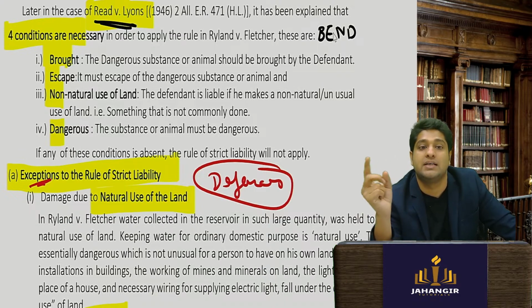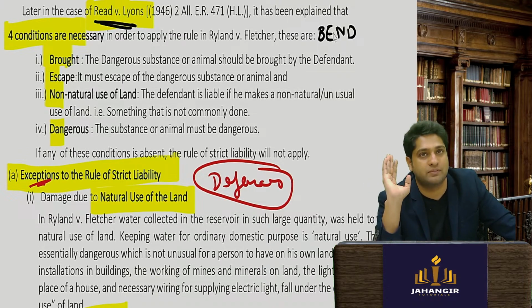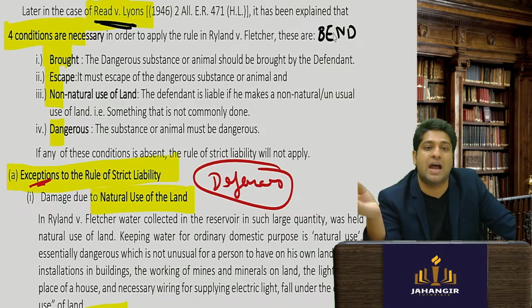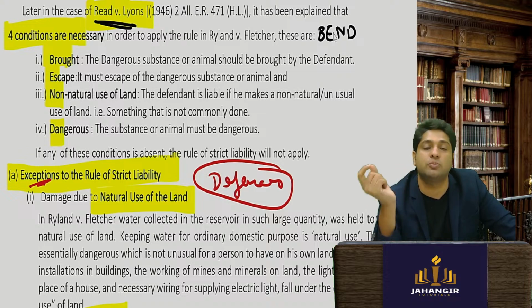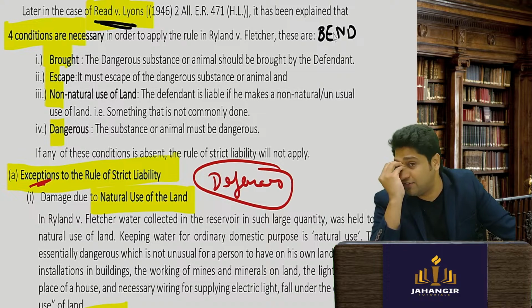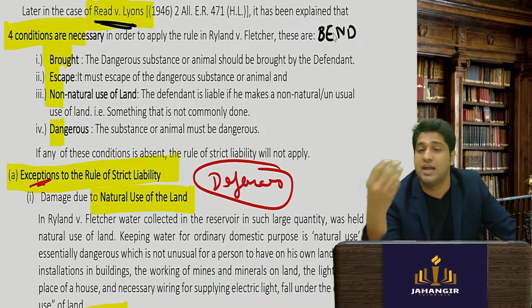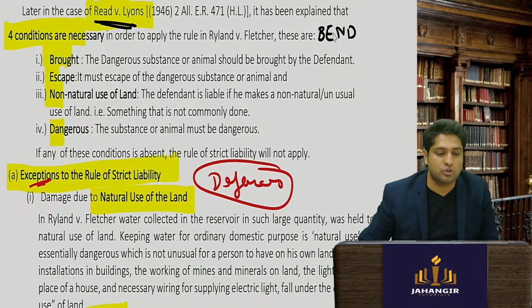So B is over. That dangerous substance should have escaped. E is for escaped. And D is for dangerous, so a dangerous thing should have escaped. And N is for non-natural use of land. Unusual activity. So if I have set up a reservoir, it is unusual. If I keep a lion as a pet, it is unusual. So that is non-natural use of land.